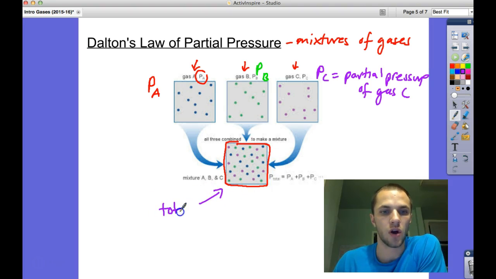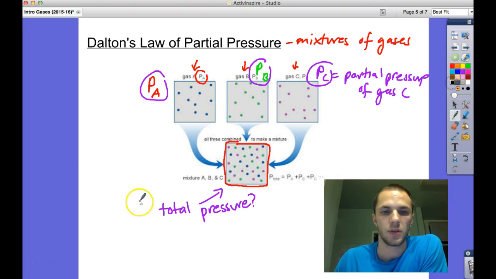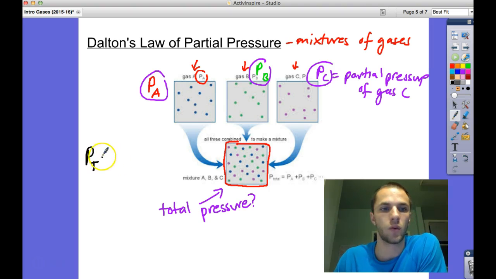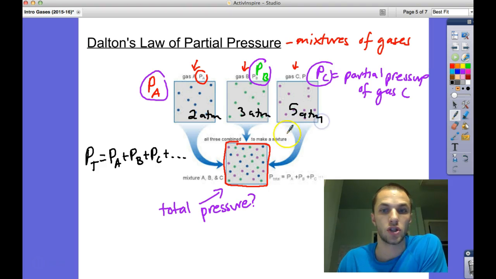Now, why is that important? Because if we wanted to know the total pressure of this mixture, we need to know the partial pressures of each gas. Because the way to calculate the total pressure of a mixture, one of the ways, is by adding up all of the partial pressures, however many there are. So P sub A, P sub B, P sub C, on and on and on. If there's 4, 5, 6 gases, use more. If there's only 2, you just use those 2 and add them up. So for example here, let's say the partial pressure of gas A was 2 atm, this was 3 atm, and this was 5 atm. The total pressure, P sub T, would be equal to 5 plus 3 plus 2, all combined, 10 atm.